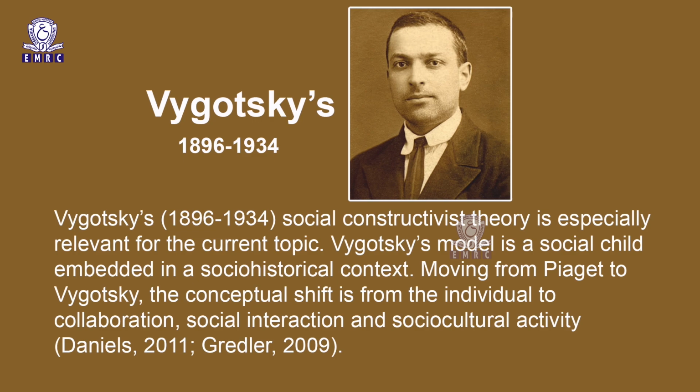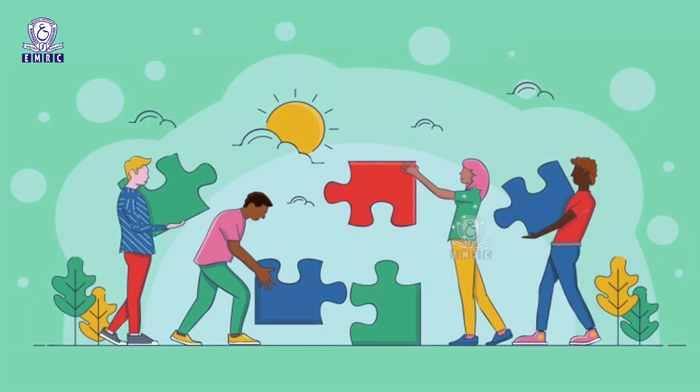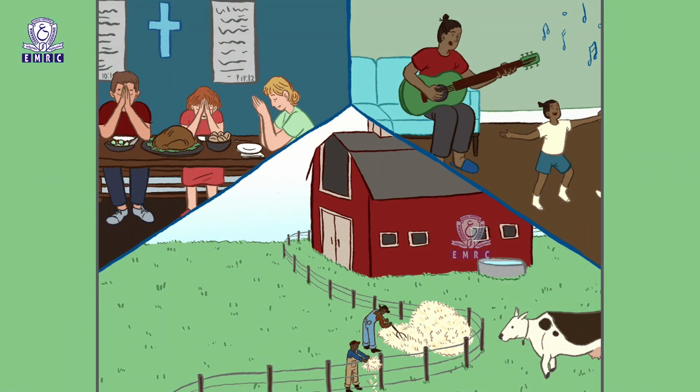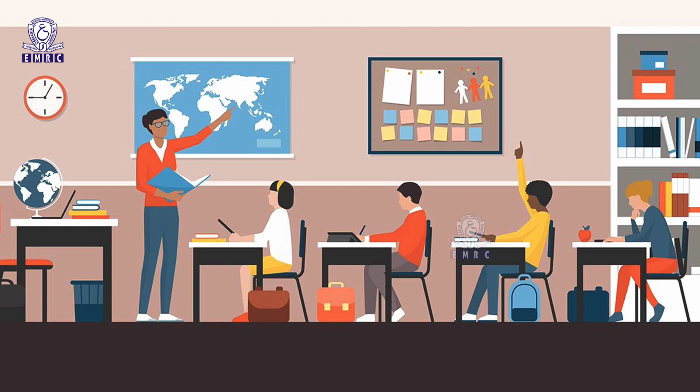Daniels 2011, Gredler 2009. In Piaget's cognitive constructivist approach, students construct knowledge by transforming, organizing and reorganizing previous knowledge and information. Vygotsky's social constructivist approach emphasizes that students construct knowledge through social interaction with others. The content of this knowledge is influenced by the culture in which the student lives, which includes language, beliefs and skills. Holzman 2009.